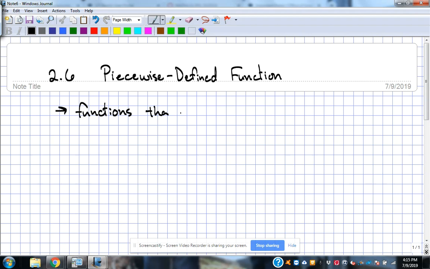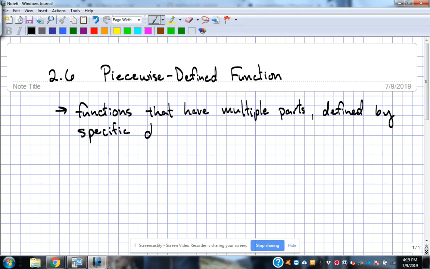that have multiple parts. And those parts are defined by specific domains. And remember, domain are x values.